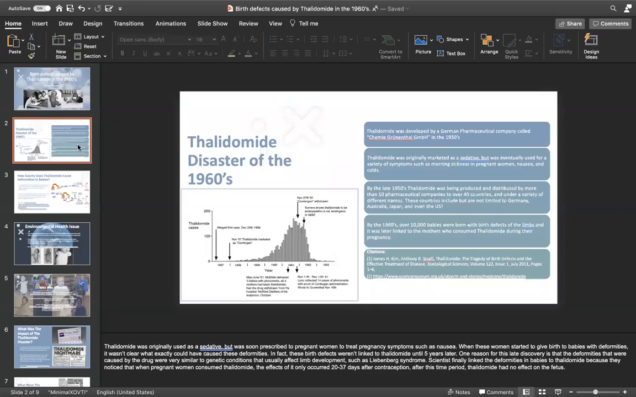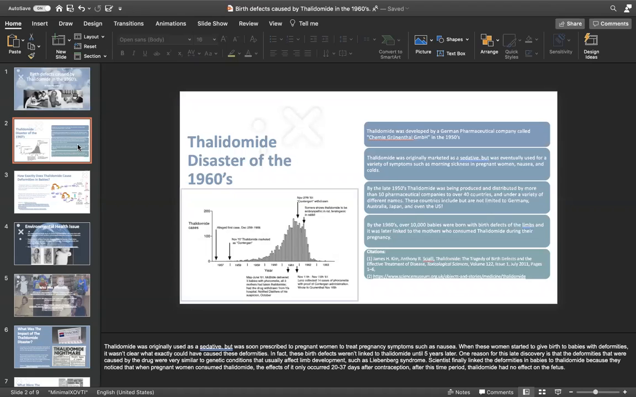So, thalidomide was originally used as a sedative, but was soon prescribed to pregnant women to treat pregnancy symptoms such as nausea. When these women started to give birth to babies with deformities, it wasn't clear what exactly could have caused these deformities. In fact, these birth defects weren't linked to thalidomide until 5 years later. One reason for this late discovery is that the deformities that were caused by the drug were very similar to genetic conditions that usually affect limb development, such as Liebenberg syndrome.